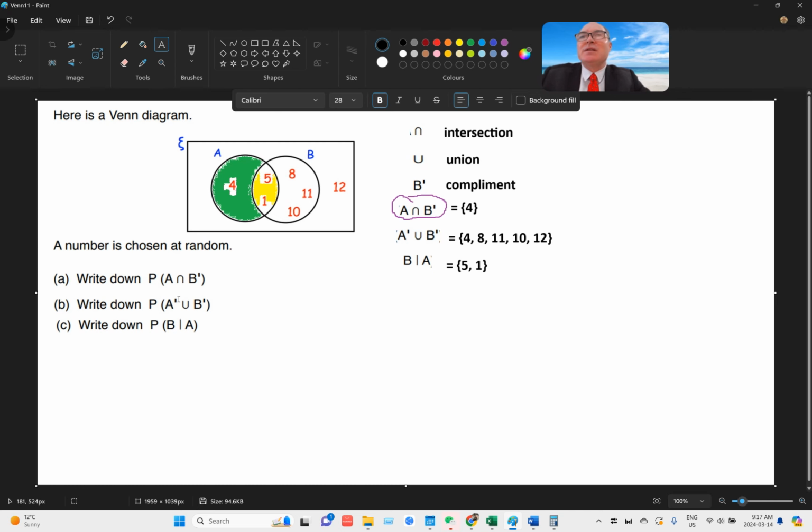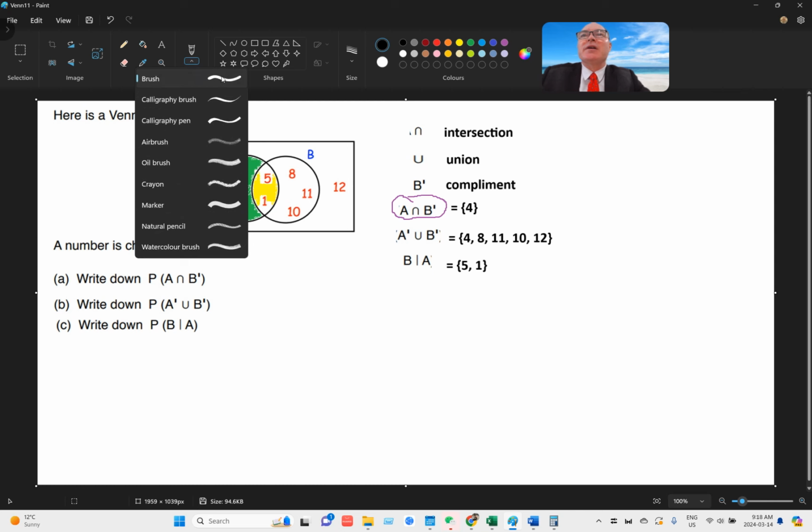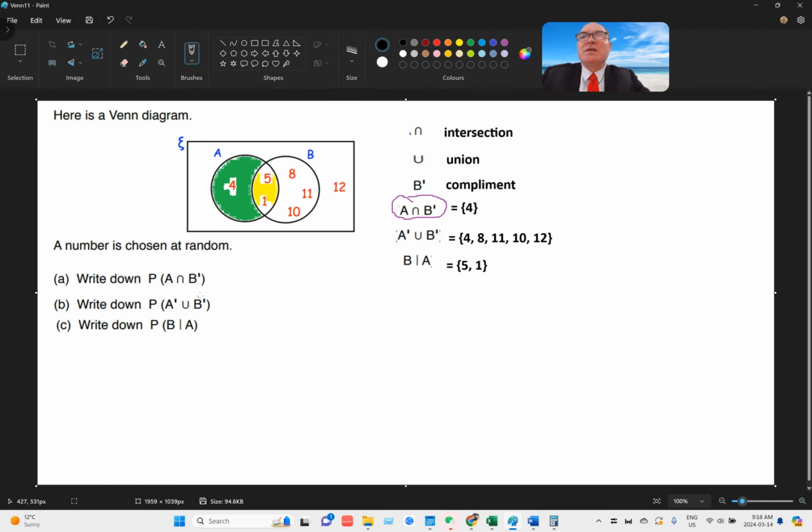Now we need to look at these probabilities. I'm just going to grab my marker here and write this out. We already know how to do these probabilities. This is equal to a fraction, where on the bottom it's the total number of things.